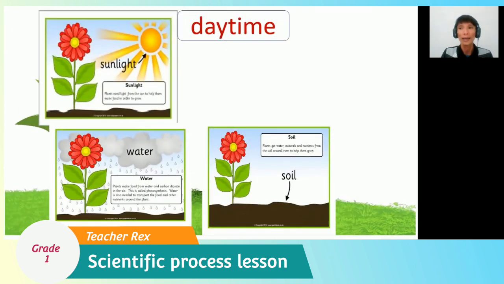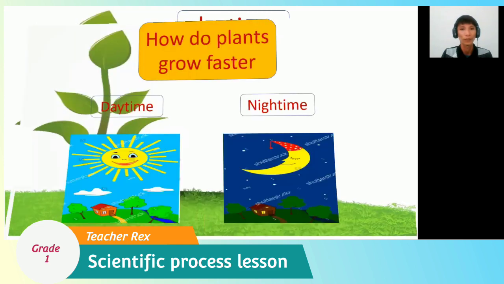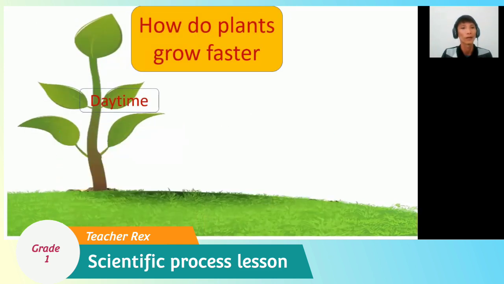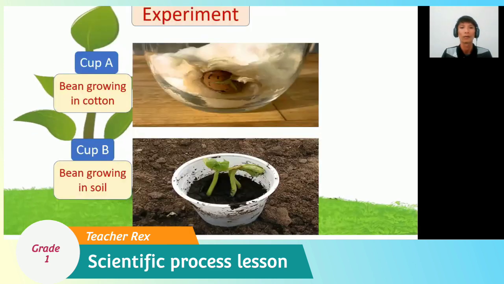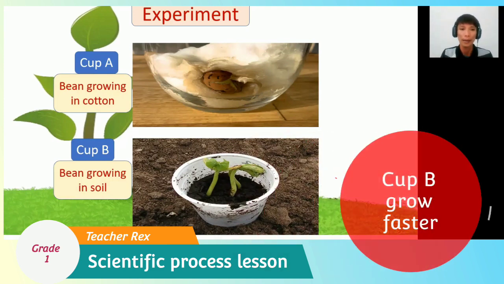And that is number 3, conduct our experiment. So in this experiment, we planted the sunflower seed into cup A with cotton and cup B with soil. So after 6 days, we're going to see now the process. Which seed grew faster? Look. What plant grew faster? Is it cup A or cup B?